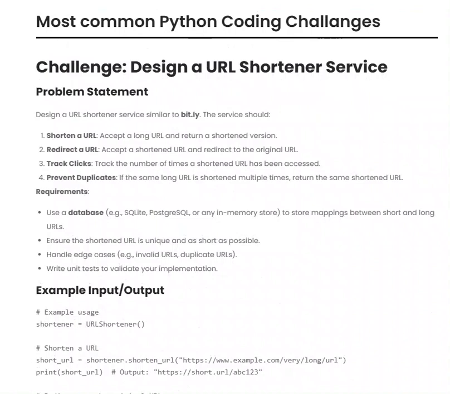Problem statement: accept a long URL and return a short version. Redirect a URL: accept a short URL and redirect to the original URL. Track clicks: track the number of times a shortened URL has been accessed. Prevent duplication: if the same long URL is shortened multiple times, return the same shortened URL.